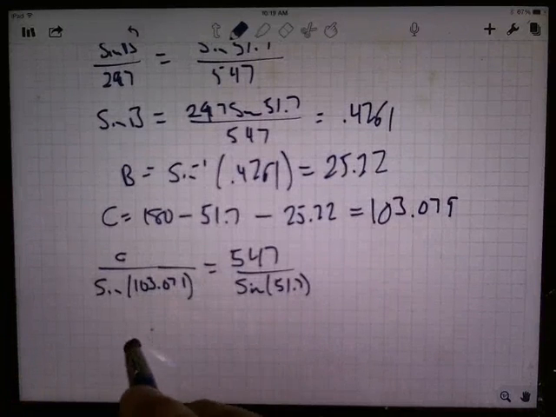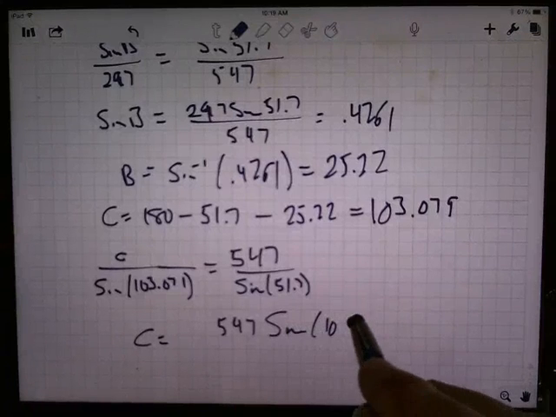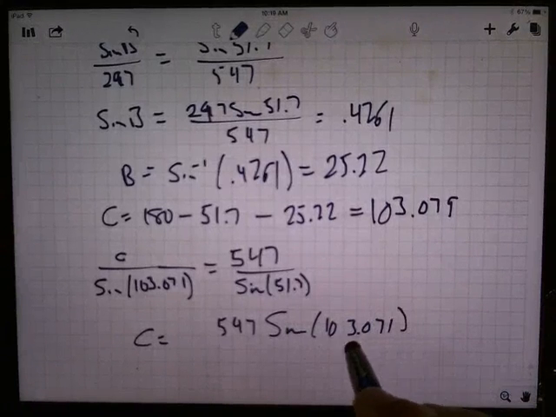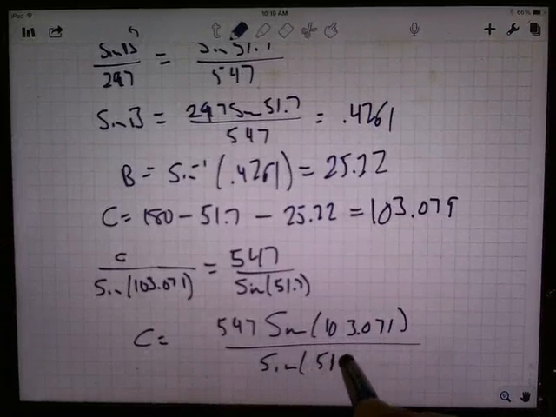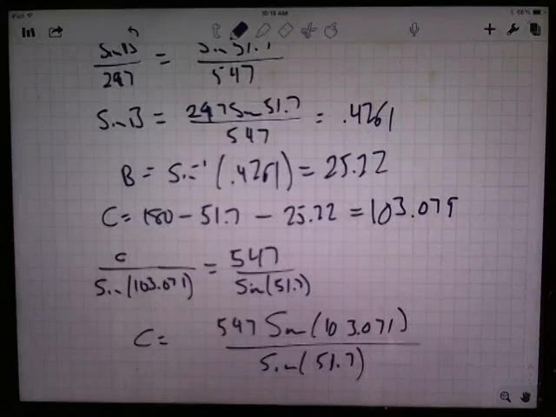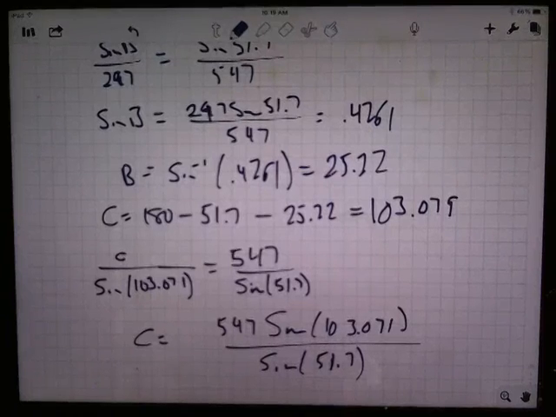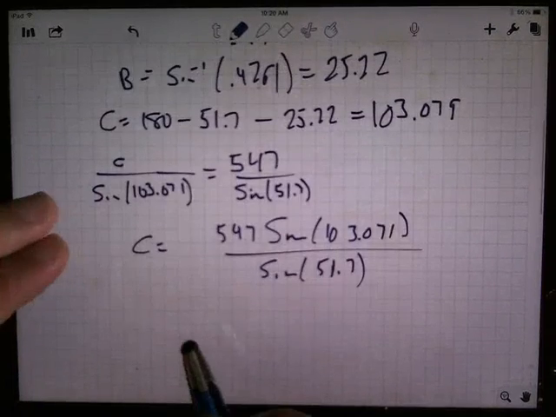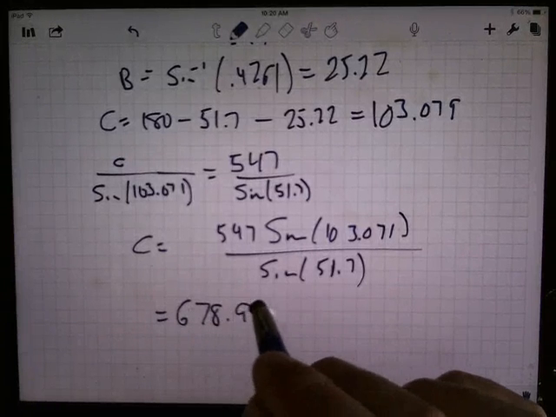So C is equal to 547 times the sine of 103.071 divided by the sine of 51.7. So here we go. 547 times the sine of the previous answer divided by the sine of 51.7. And I get that side length C is equal to 678.93.